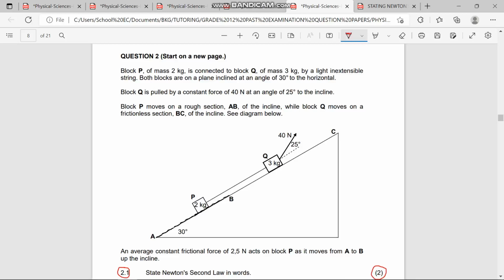It's a free mark. Because it's obvious that a question that will say state Newton's second law, Newton's first law, or Newton's third law will come out, but mostly, as you can see here, it's always Newton's second law. So you should and you must know Newton's second law, Newton's first law, and Newton's third law, more especially in stating them. Today we're going to be looking critically at stating Newton's laws.